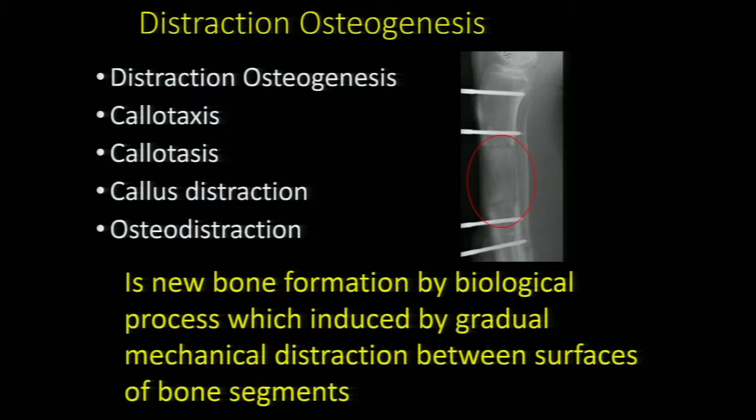What about the terminology? You can call it distraction osteogenesis, callotasis, or callus distraction. This is the key. We distract the callus, the growing bone formation cells. Or we can call this osteodistraction, because the new bone formation is a biological process induced by gradual mechanical distraction between the surfaces of bone segments. That means around the cortical, around the circumference.